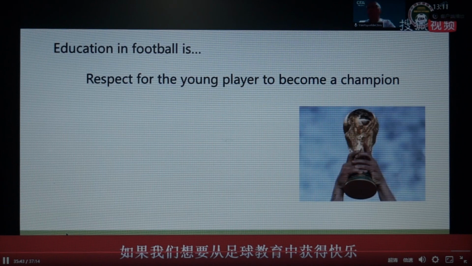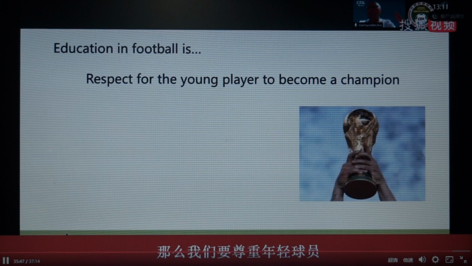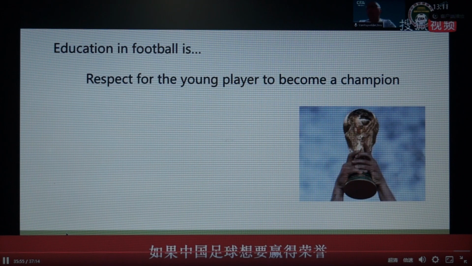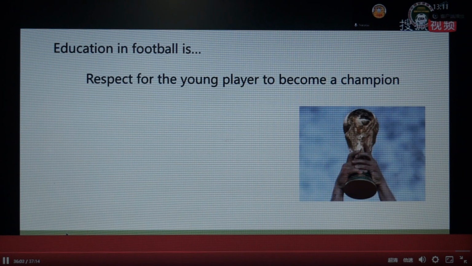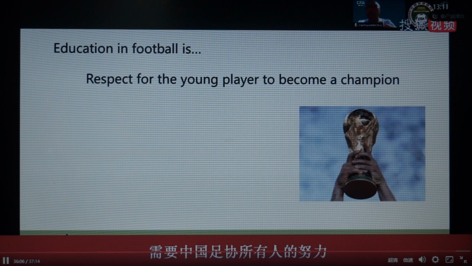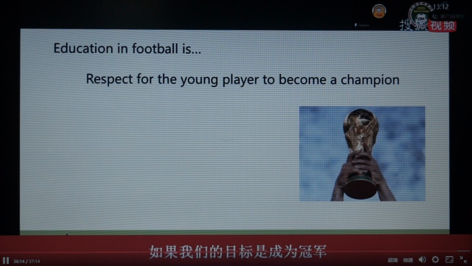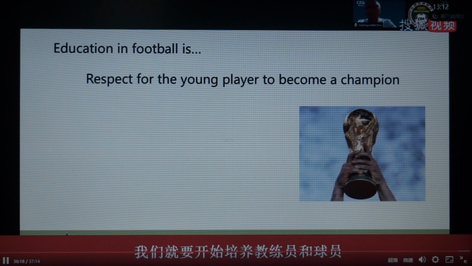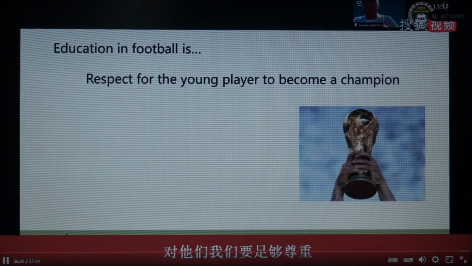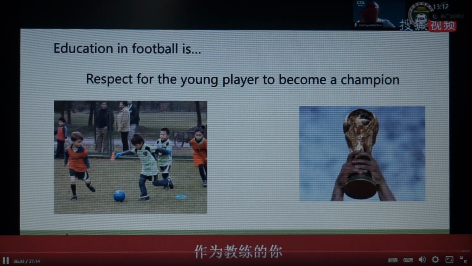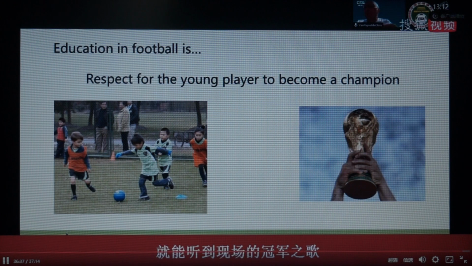If you want to join football, you need to have respect for a young player who can become a champion. If we, as Chinese people, want to win something, we need to go on with the process. A process that is really supported by everybody in the CFA, and we hope that it's really supported by everybody who loves football and who loves China. But if you want to be a champion, you need to start with education of coaches, education of players, education of everybody around football with respect. If you really want to guide these players to be a champion, at the end you will hear the fantastic song of the Champions League.